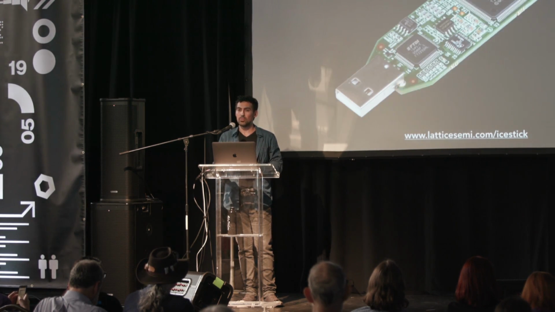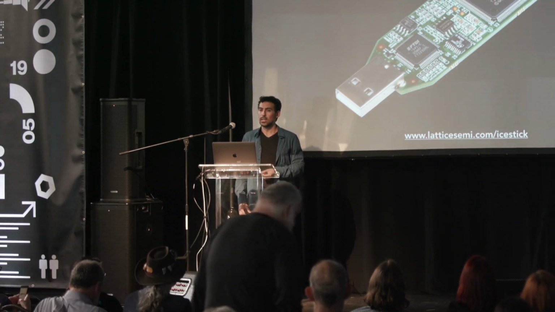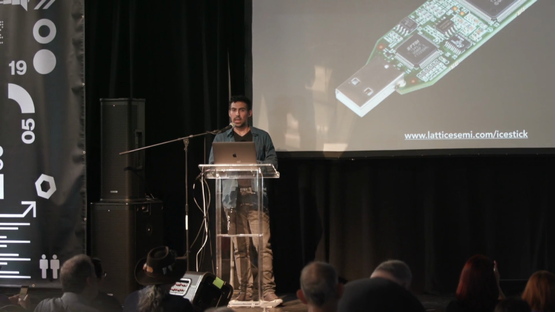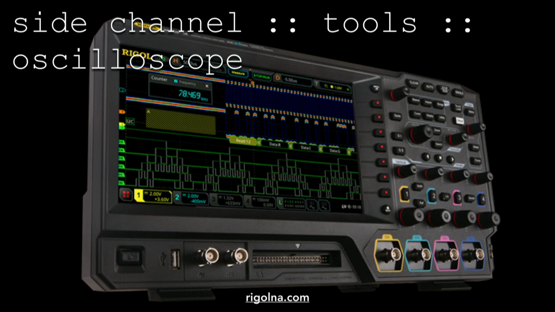If you want to start small, on maybe a cheaper scale, you can buy the Ice Stick. It's $25 for an Ice 40 FPGA, and you can perform these types of attacks with an Ice Stick. Very cool stuff. An oscilloscope, right, I use Rigol. They're very inexpensive, starting at maybe $200 or $300, and you can get something extremely powerful, really cool.